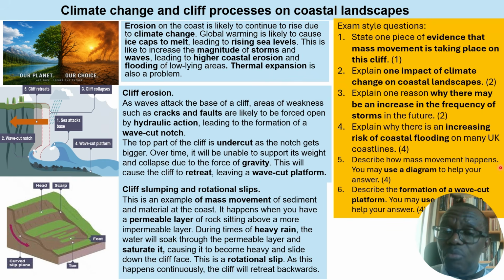Describe how mass movement happens. You may use a diagram. So again, here we'll just draw a diagram to show how rotational slip or slumping takes place. And then finally, describe the formation of a wave-cut platform. You may use a diagram to help your answer. Now again, here would be describing what is happening over here where cliff erosion is taking place and causing the formation of the wave-cut platform that we talked about earlier.